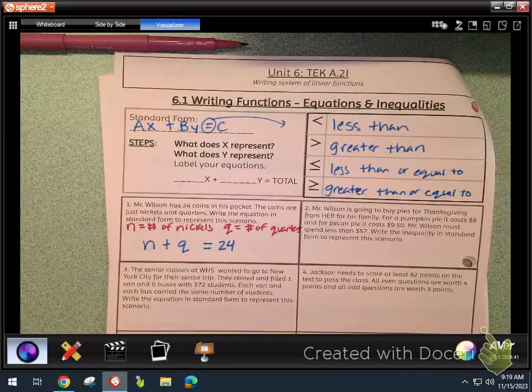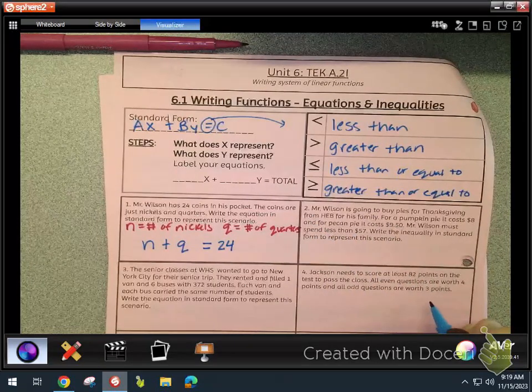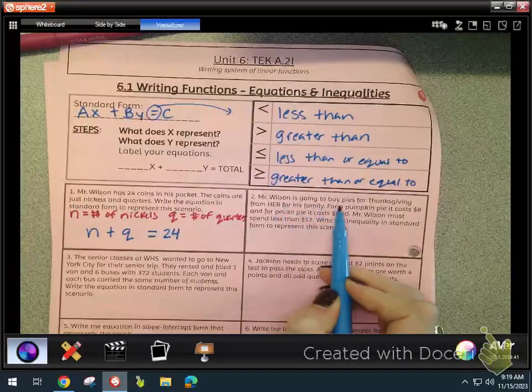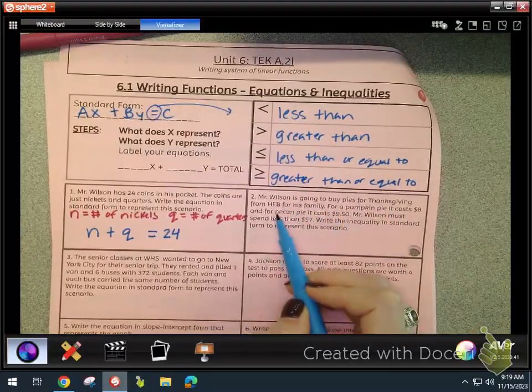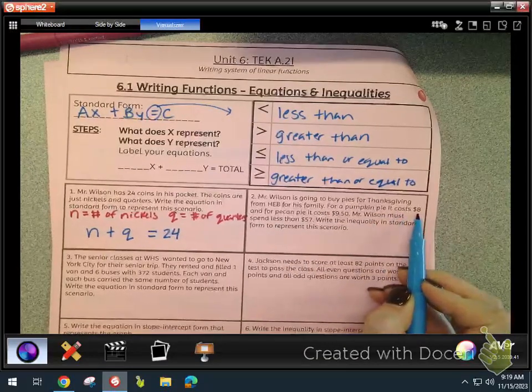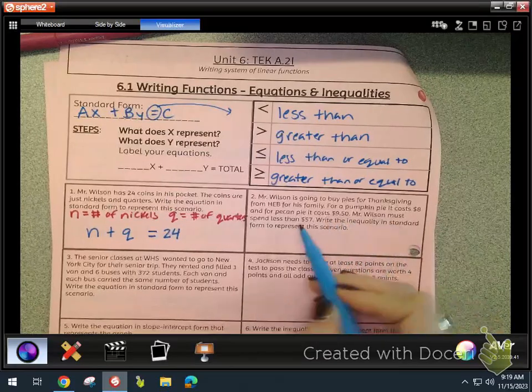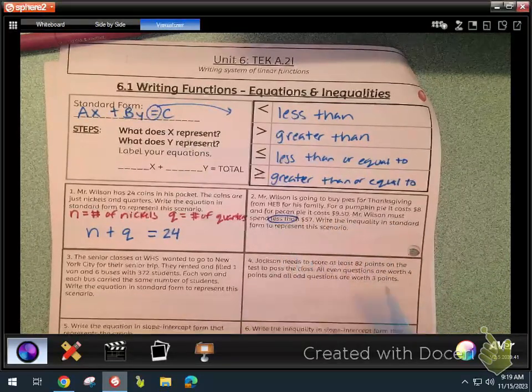All right? Now, let's look at Mr. Wilson in number 2. We kind of got a different keyword here. Mr. Wilson is going to buy pies for Thanksgiving from H-E-B for his family. For a pumpkin pie, it costs $8. For a pecan pie, it costs $9.50. He must spend less than $57.